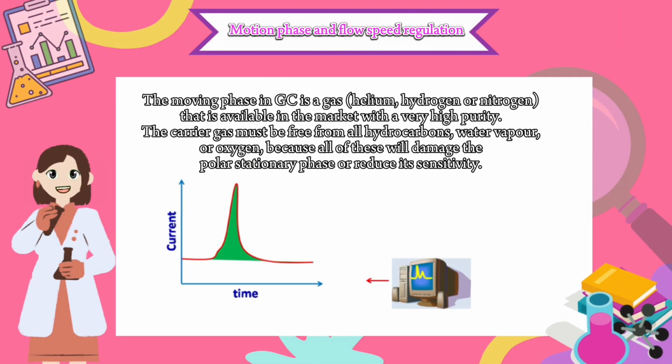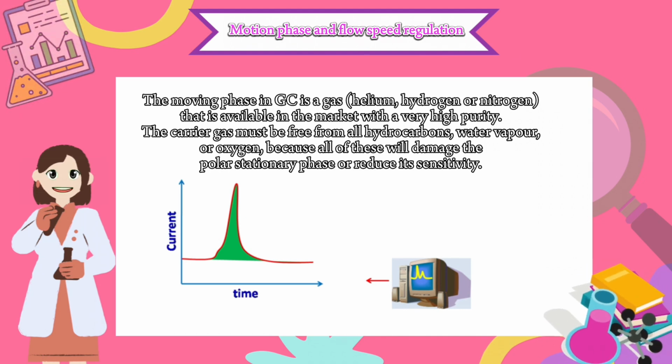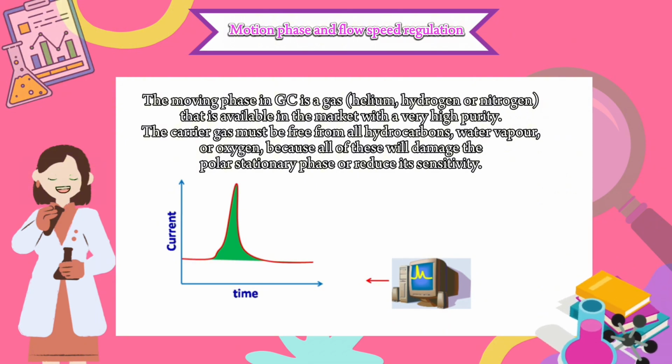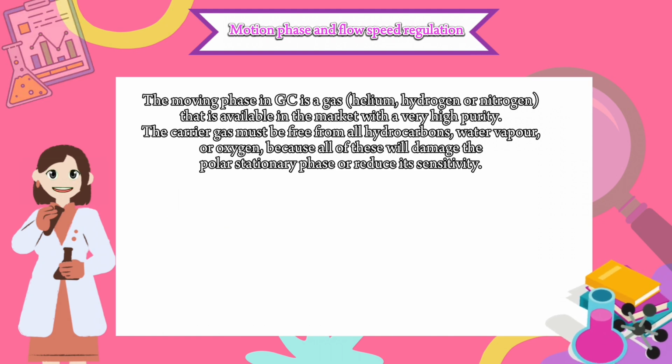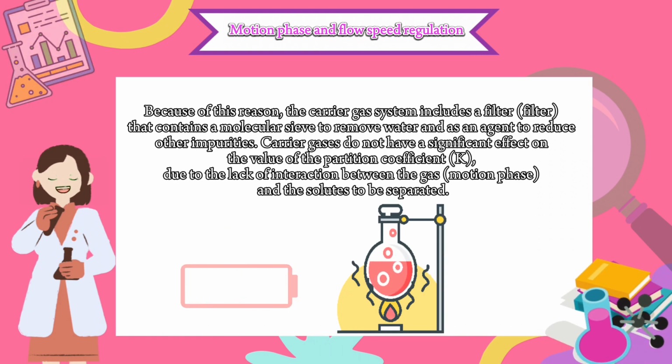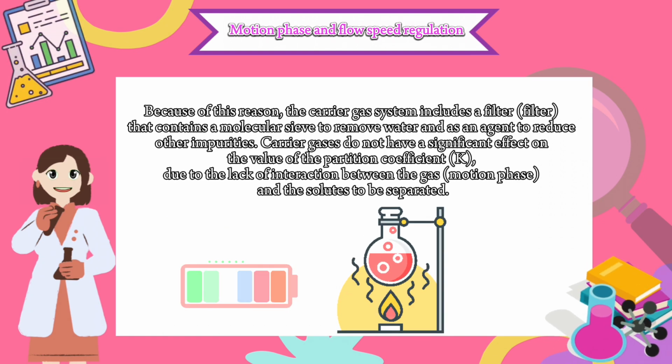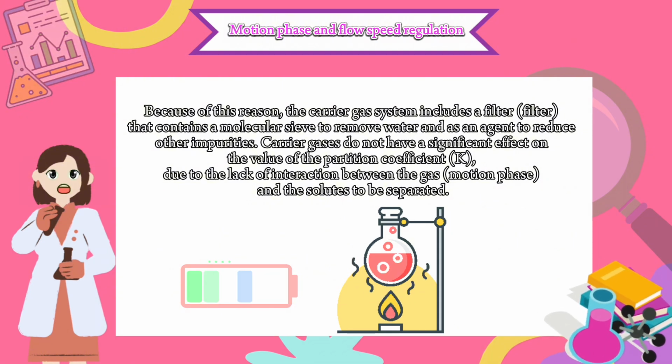The moving phase in GC is a gas, helium, hydrogen, or nitrogen, that is available in the market with very high purity. The carrier gas must be free from all hydrocarbons, water vapor, or oxygen, because all of these will damage the polar stationary phase or reduce its sensitivity. Because of this reason, the carrier gas system includes a filter that contains a molecular sieve to remove water and an agent to reduce other impurities.